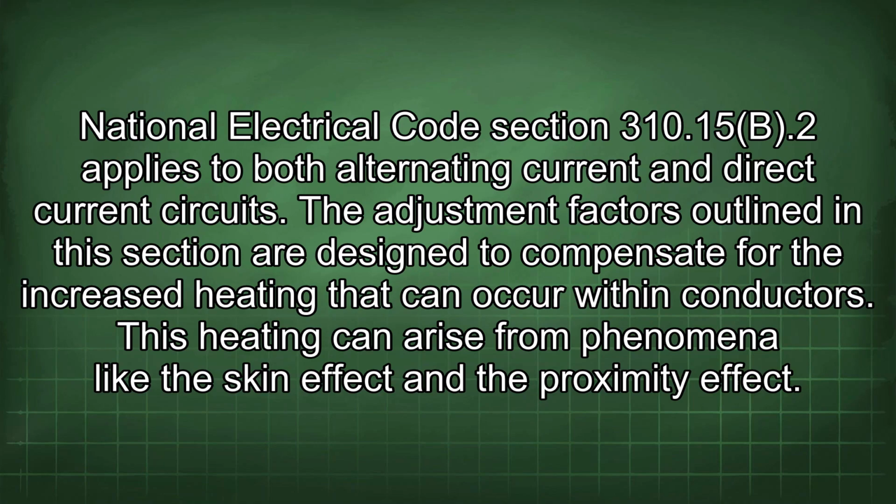National Electrical Code Section 310.15(B)(2) applies to both alternating current and direct current circuits. The adjustment factors outlined in this section are designed to compensate for the increased heating that can occur within conductors. This heating can arise from phenomena like the skin effect and the proximity effect.